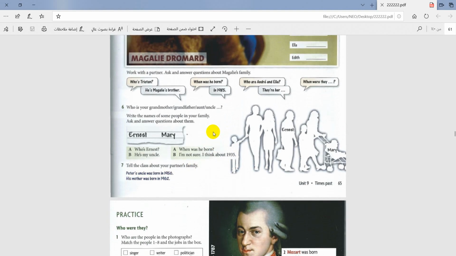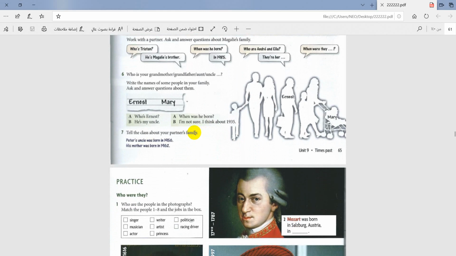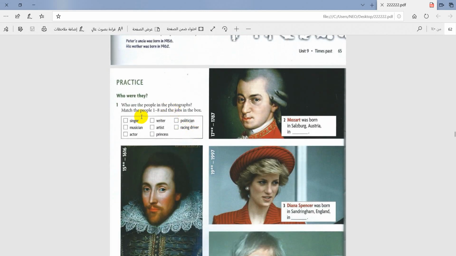So I want you, as a homework assignment, to write some information about our families, how many members we have and when they were born, and also how old they are. Practice who are they or who were they. Who are the people in the photographs?